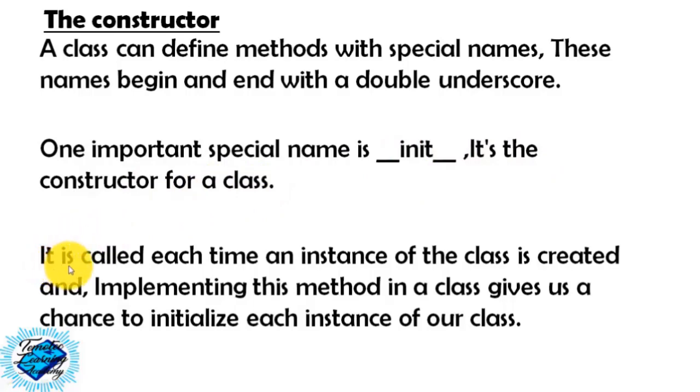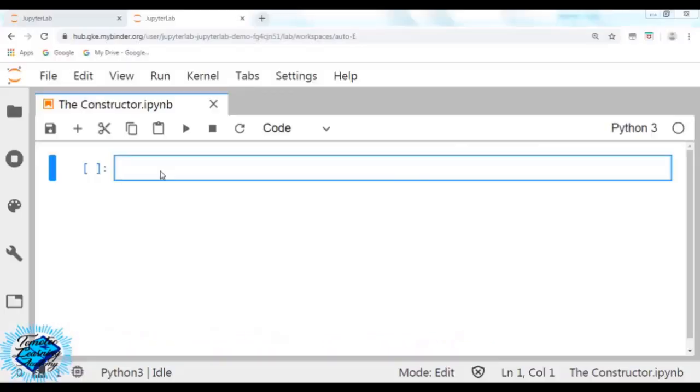It's called each time an instance of the class is created, and implementing this method in a class gives us a chance to initialize each instance of our class. We will use Jupyter Notebook for coding. A class of UserData has the init method, which is the constructor, and two parameters, suppose the name and age of the user. So we will initialize our variables age and name as follows.